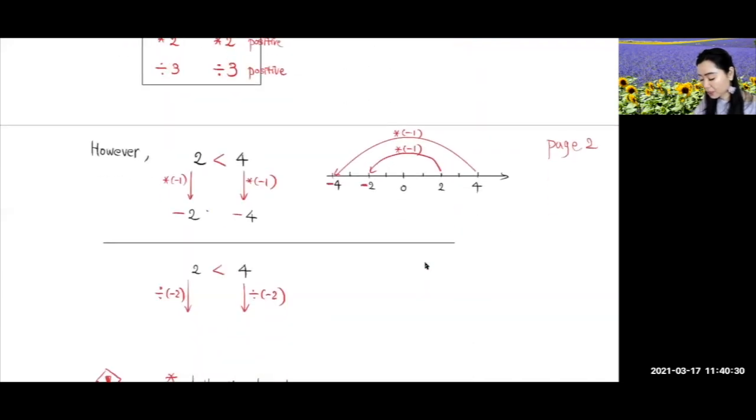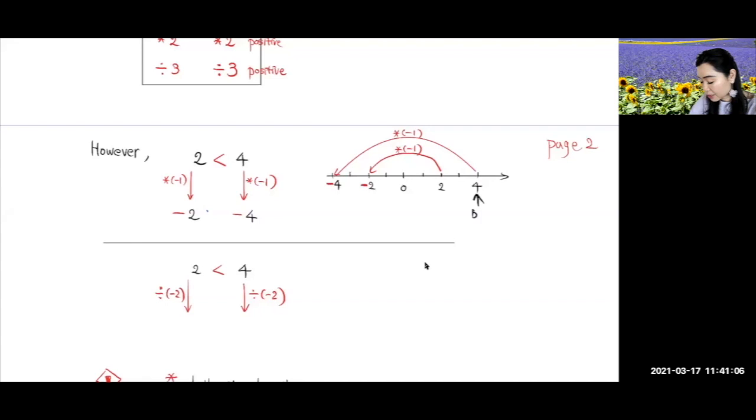However, when you multiply both sides by the same negative number, say I start with 2 less than 4. If I multiply both sides by -1, I will end up with -2 here and -4 here. Multiplied by -1, I will go to the other side of the number line. Now what do you see? You see this bigger number over here? Before it was bigger. When you multiply by -1, it actually turned out to be the smaller one. Compared to this -2, this is smaller, okay?